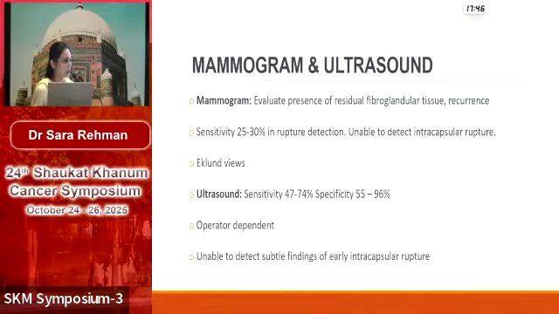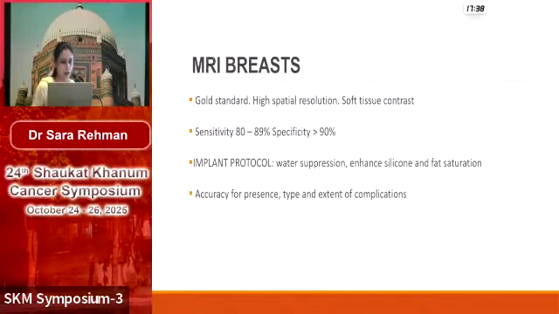The major advantage of ultrasound is that it is easily available, but the huge drawback is that it is operator dependent and it is unable to detect subtle findings of early intracapsular rupture. MRI breast is the modality of choice due to high spatial resolution, soft tissue contrast, and high sensitivity and specificity. It is the modality of choice to evaluate postoperative findings, type of surgery, and to evaluate for any recurrence or complications. The major advantage is that because of special sequences, we can suppress the water signal and enhance silicone and vice versa to evaluate the breast implant. Because of these features, we can accurately detect the presence and extent of complications.